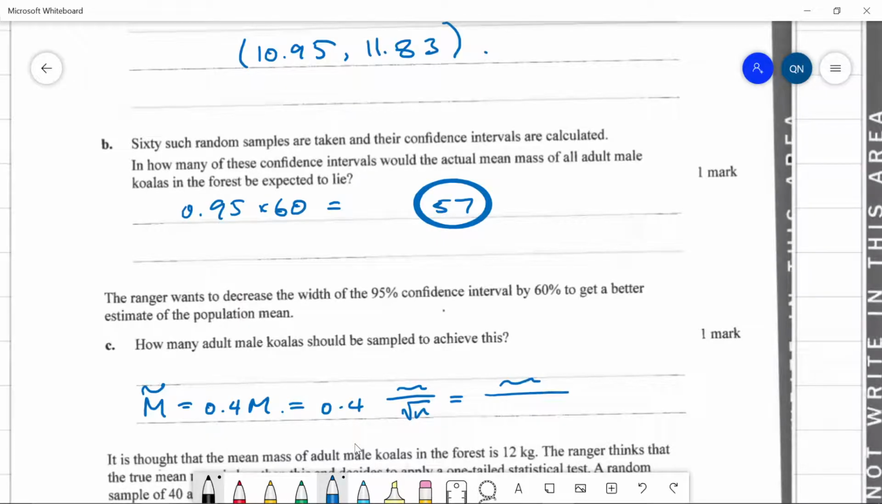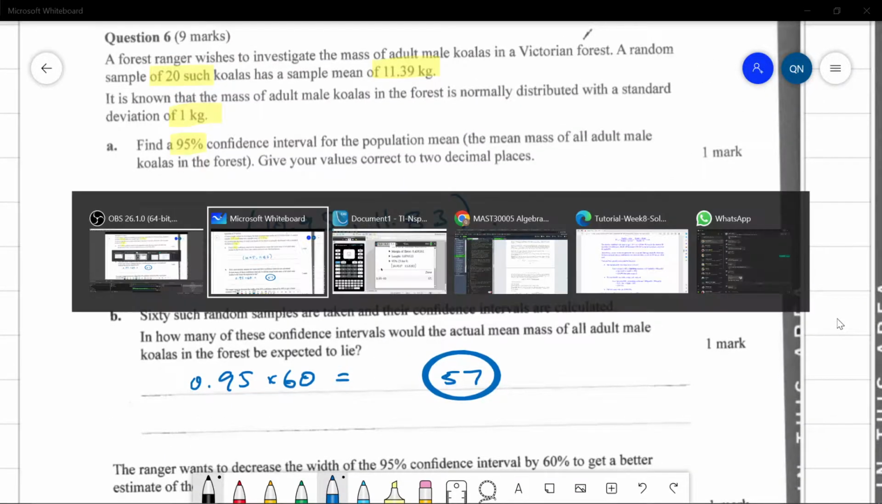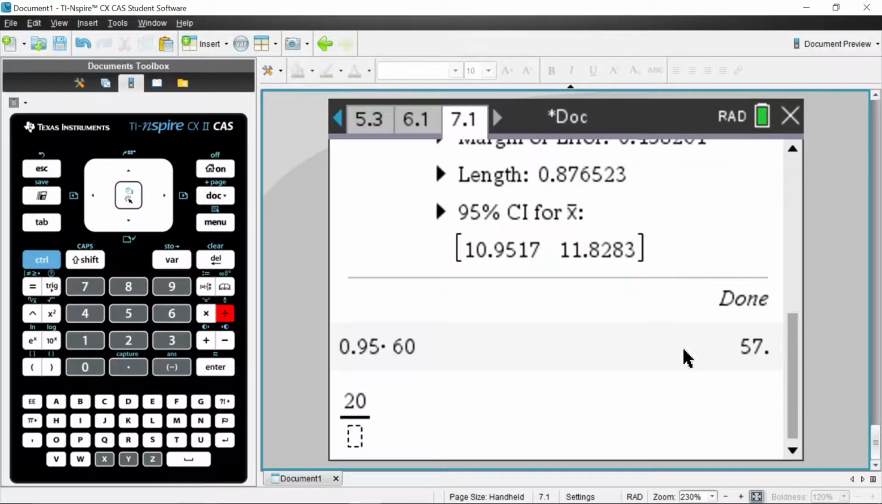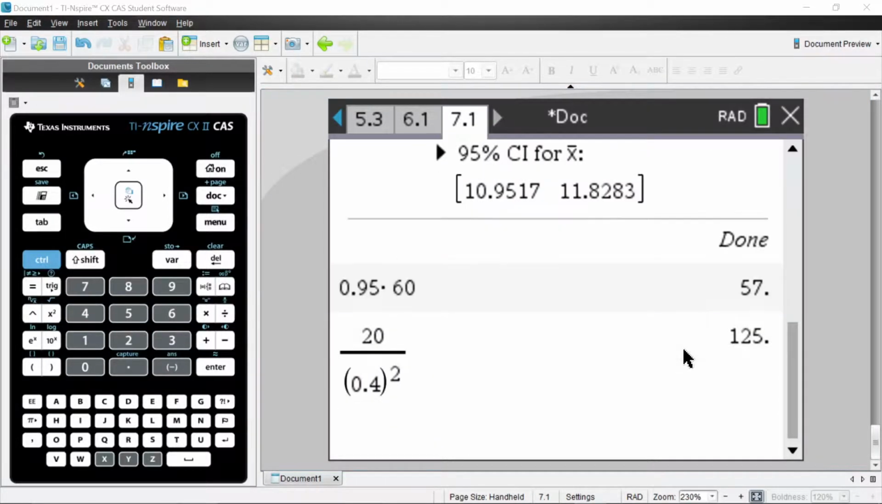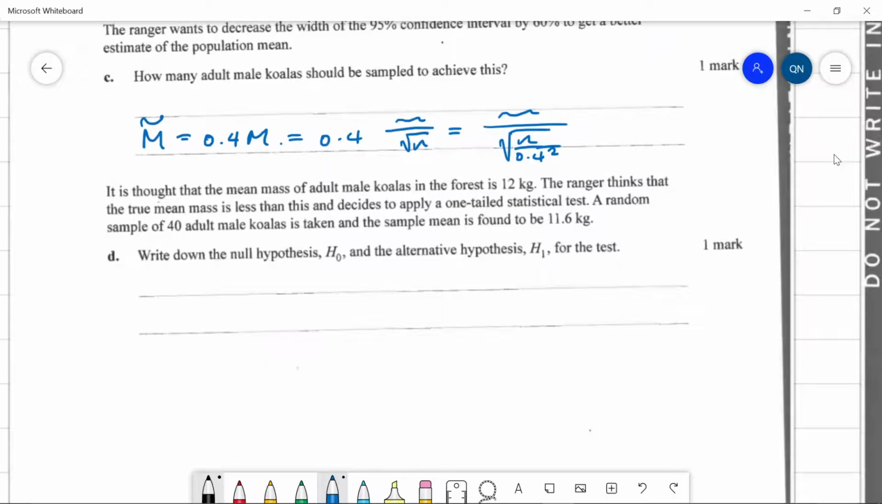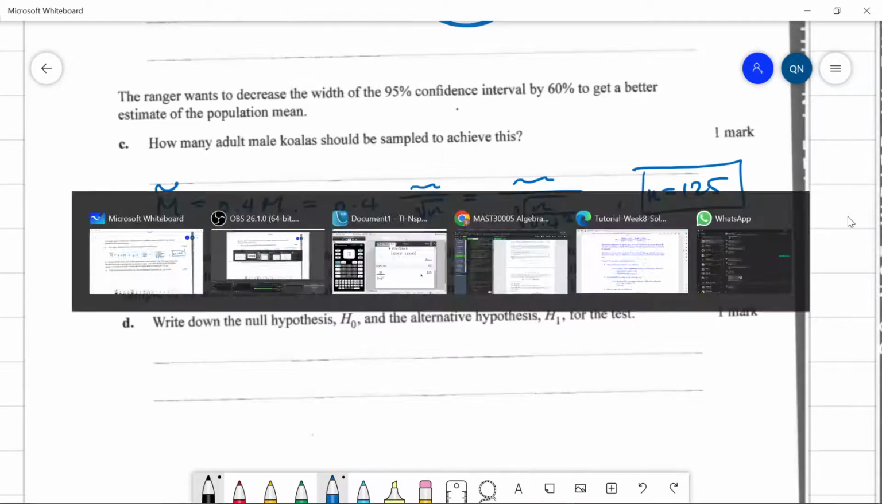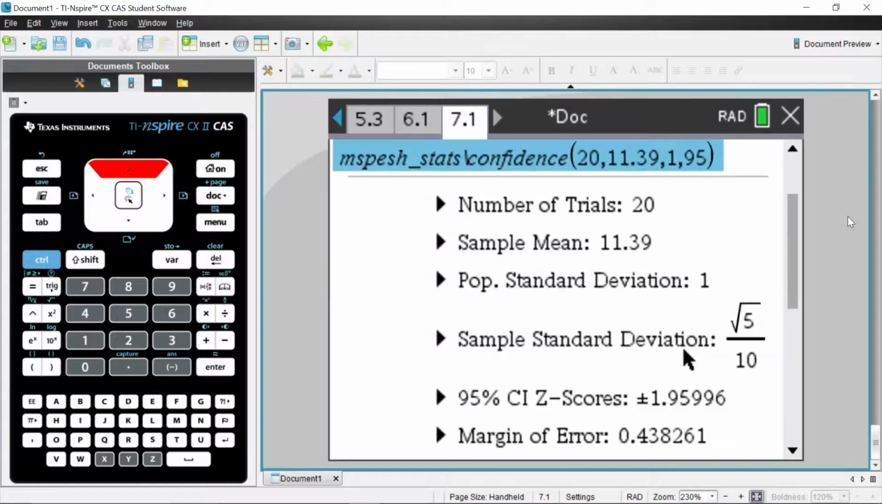So this is something divided by square root of n divided by 0.4 squared, because it's in the square root. So what's n divided by 0.4 squared? n is 20. So I want 20 divided by 0.4 squared. That's 125. So n equals 125.